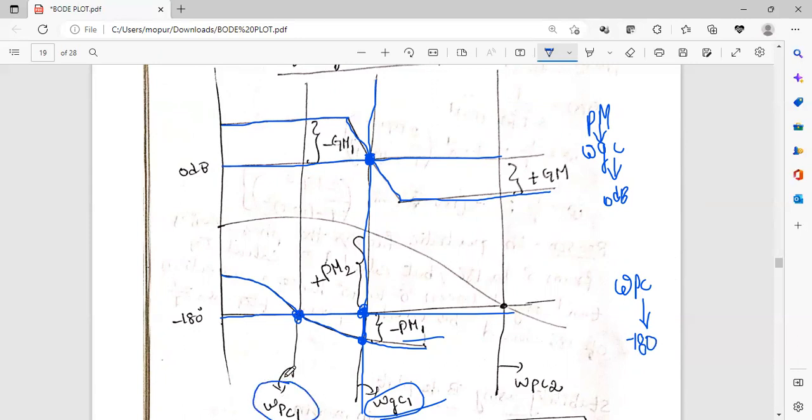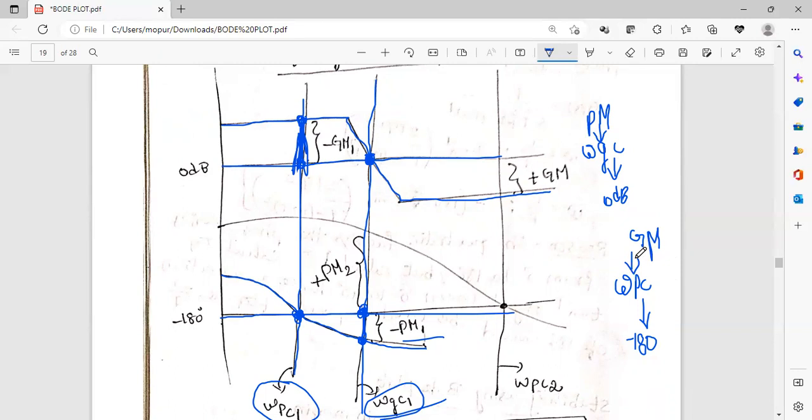Now, at the phase crossover frequency, again you draw a vertical line. The distance between 0 dB and the magnitude plot at phase crossover frequency is said to be gain margin. This is the gain margin, this distance. So, gain margin is obtained from the phase crossover frequency and phase margin is obtained from the gain crossover frequency.